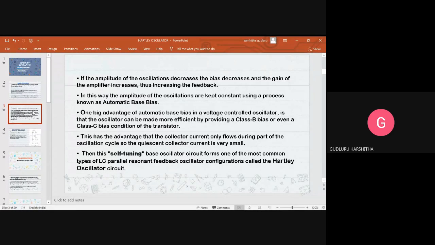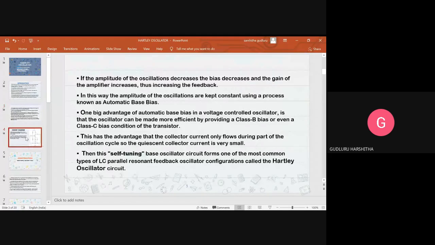It's a variable frequency oscillator, where the oscillator may be series or shunt fed. The Hartley oscillator has the advantage of having one tuning capacitor and one center tapped inductor. This simplifies the construction of a Hartley oscillator. Then, this self-tuning base oscillator circuit forms one of the most common types of LC parallel resonant feedback oscillator configurations, called the Hartley oscillator circuit.